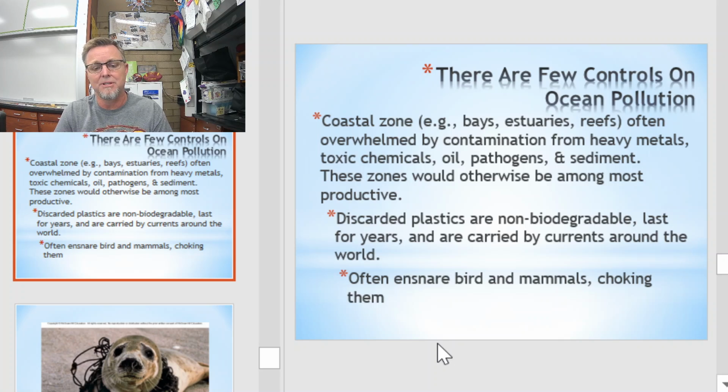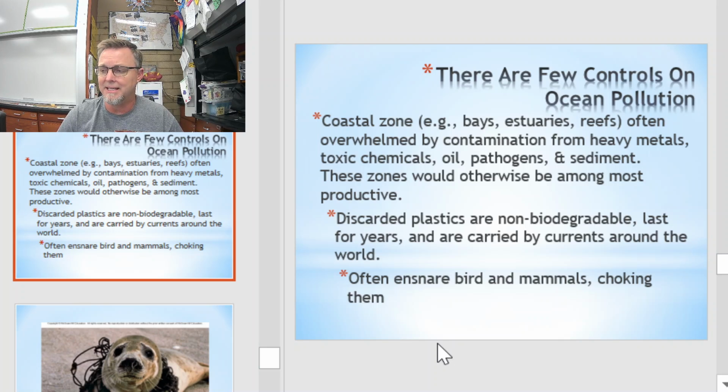There are a few controls on ocean pollution. Coastal zones, bays, estuaries, and reefs are often overwhelmed by contamination from heavy metals, toxic chemicals, oil, pathogens, and sediment. Discarded plastics, non-biodegradable things, again, can last for years out in the ocean and be carried around the world on currents. They often ensnare birds and mammals and can choke them. Okay, so very few controls on ocean pollution.